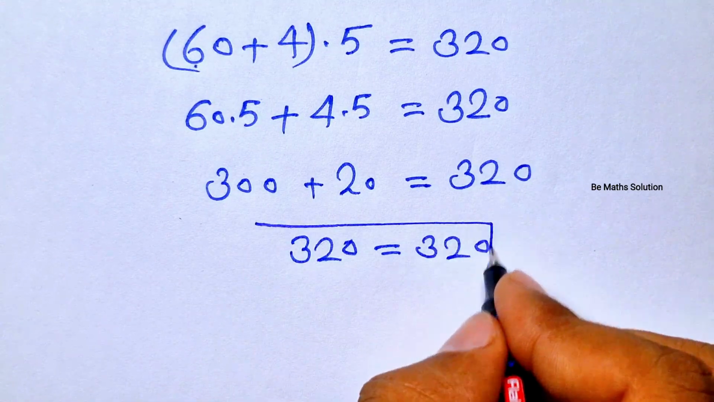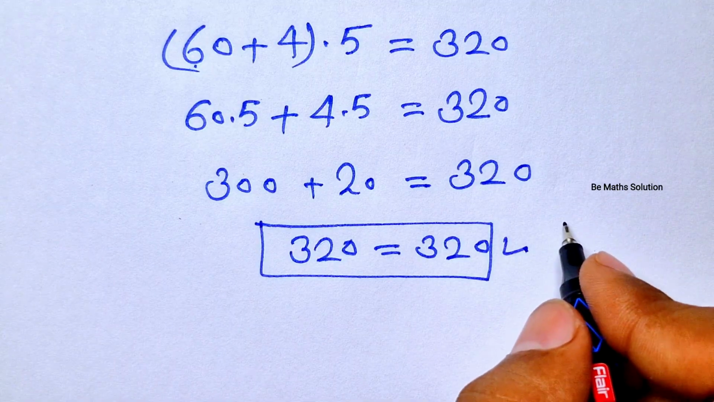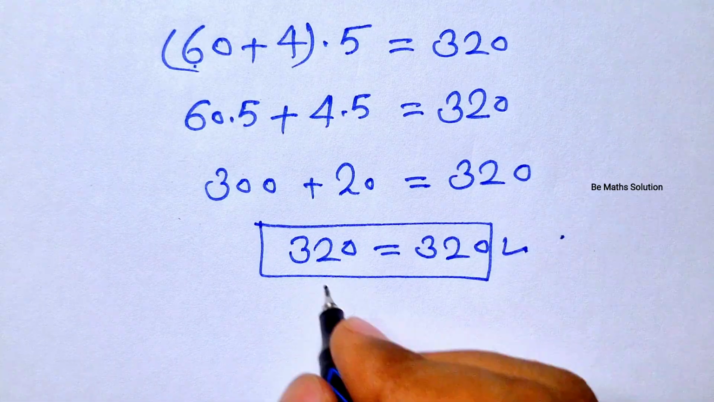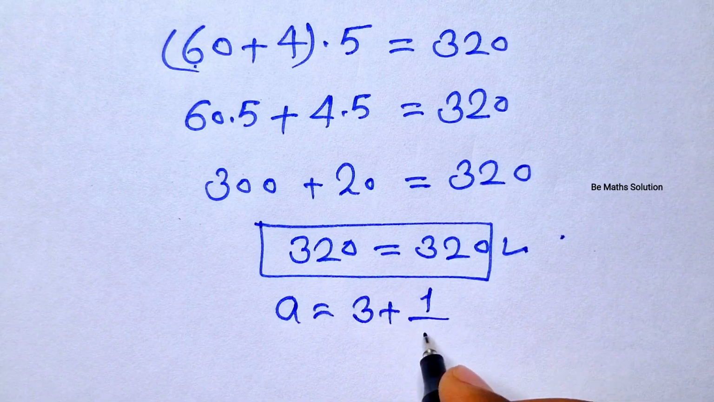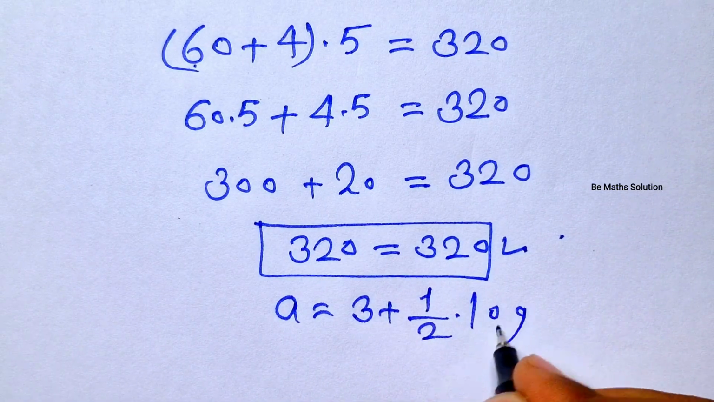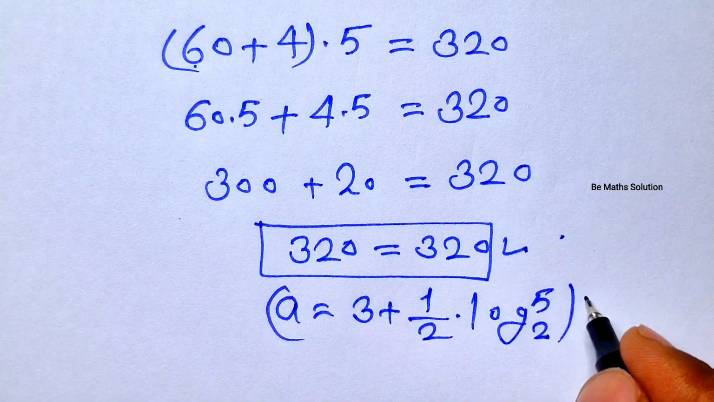So the left hand side and the right hand side are equal. Then it is the correct answer for the value of a. a is equal to 3 plus 1 over 2 times log of 5 base 2. So this answer is correct.